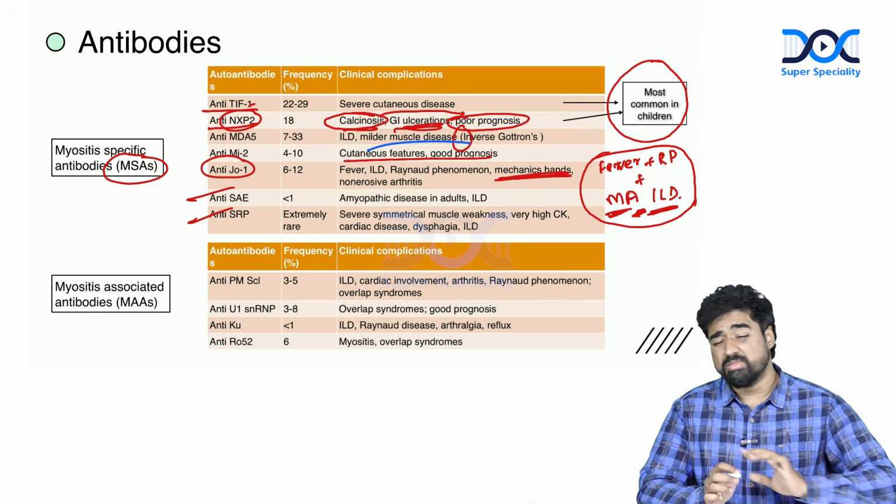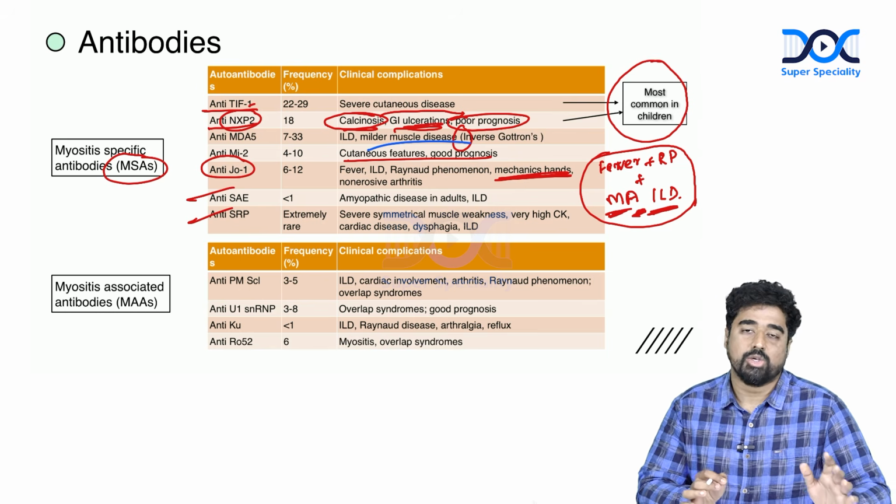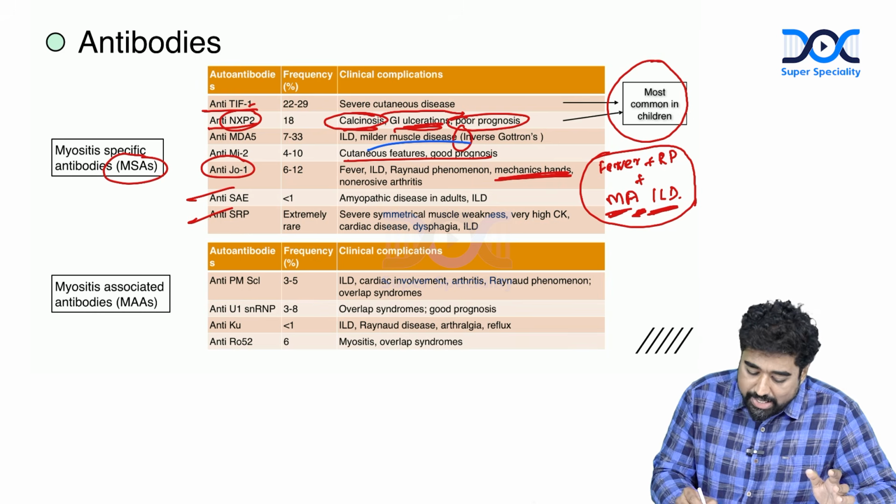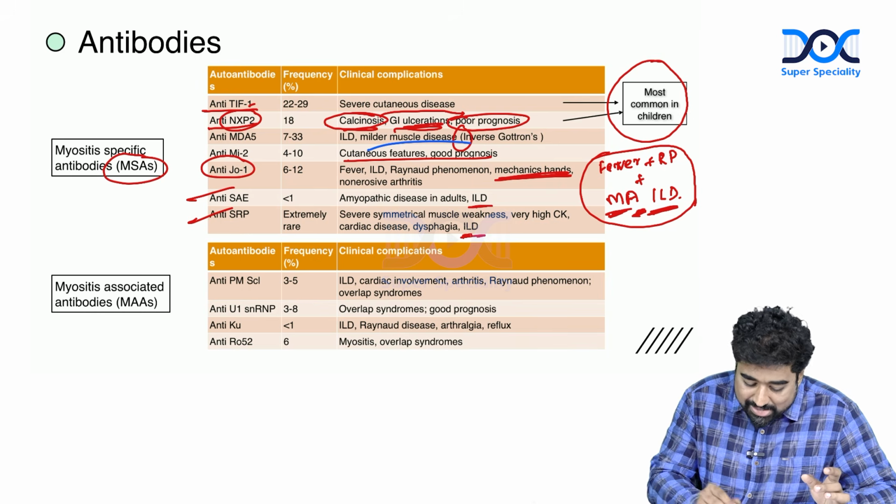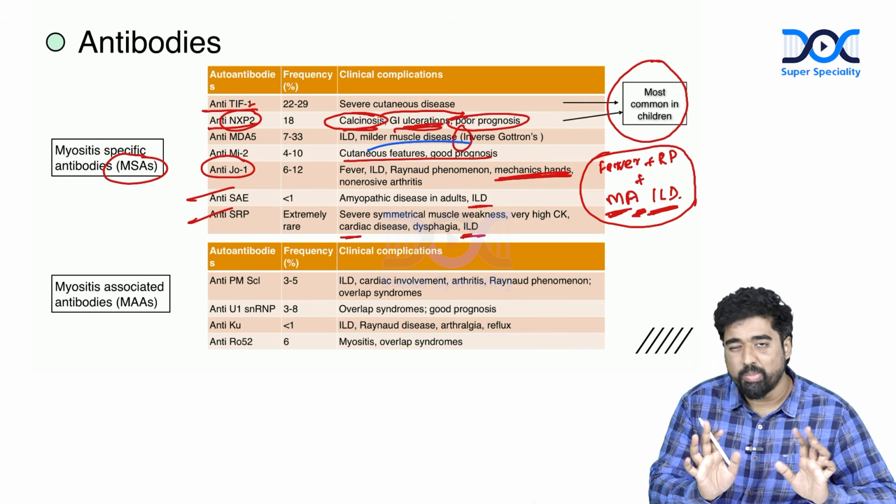SAE and SRP are unlikely to be asked, very less common in your JDM, right? But yeah, both of these have ILDs and SRP has cardiac involvement that you may remember.